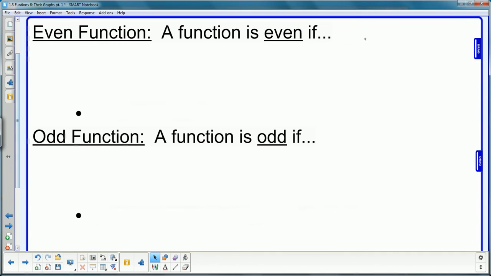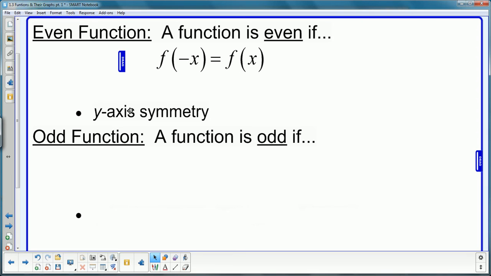So we say a function is even if, when we plug in a negative value for x, we get out the same thing as the positive value. So when we plug in negative x, we get out the original function again. And it's going to have a specific type of symmetry called y-axis symmetry, which means if you think about having your graph, if we fold it in half across the y-axis, they'd be identical to it.